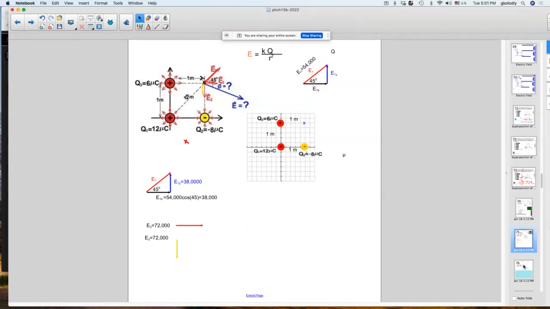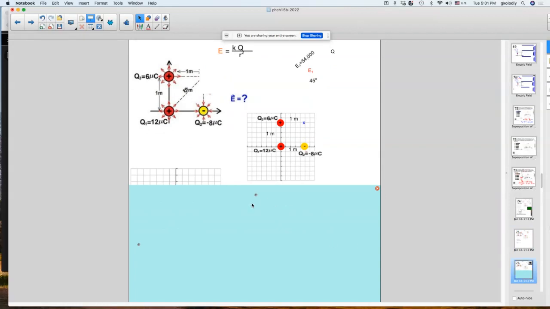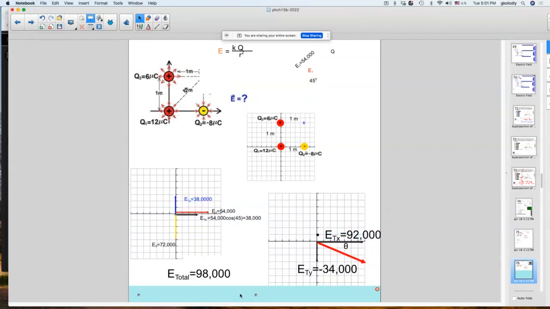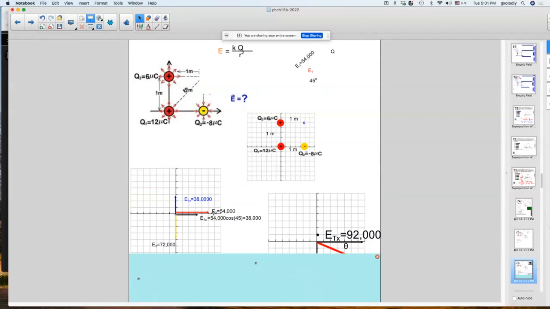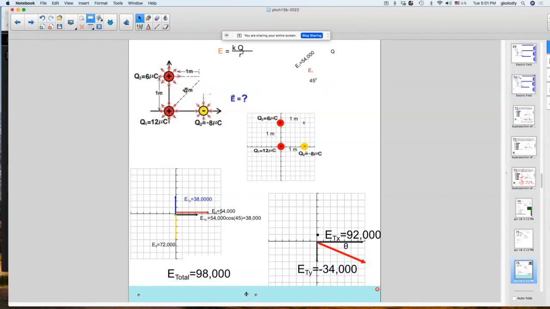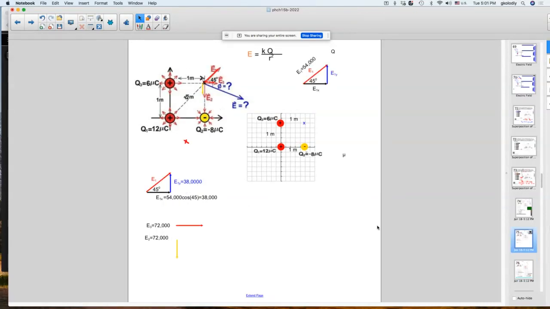I think I have the slide for that over here. So the Y components add up to just 38, subtracting the top minus the bottom. That's 38,000 minus 72,000. And these two have to add because they're in this direction. These two subtract. Let me go back one slide.